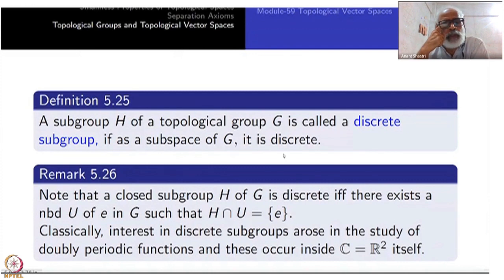Note that a closed subgroup H of G is discrete if and only if there exists a neighborhood U of e such that H intersection U is the singleton e. As soon as the singleton e is isolated, again by using translations, you can show that all elements of H are isolated. Take any h inside H. You take the translated neighborhood hU, and hU intersection with H will be just the singleton h. So it is easy to see that once singleton e is isolated in H, H will be a discrete subgroup. Only you don't know whether H is closed, so you have to put that closedness also.